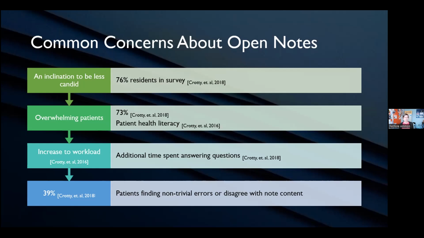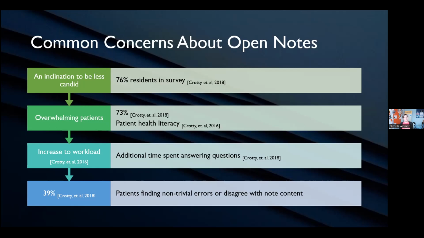Concern that patients might find non-trivial errors. About almost 40% of residents thought that would be a concern, and that those errors could be used in malpractice lawsuits, or maybe the patient would even get mad and take a screenshot and post it on social media. That seems a little outlandish, but it's possible that people are certainly concerned about stuff like that.